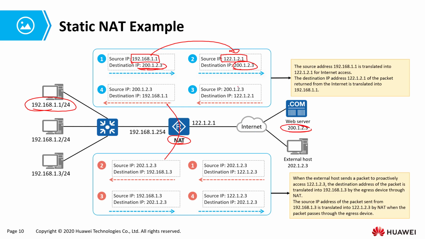When the web server replies, obviously the web server is replying to the one that it received from. So it sends a reply from itself, 200.1.2.3, which is its IP address, and it's sending it to the IP address that contacted it, 122.1.2.1. When the NAT device receives it, it's going to check in its NAT mapping table again.